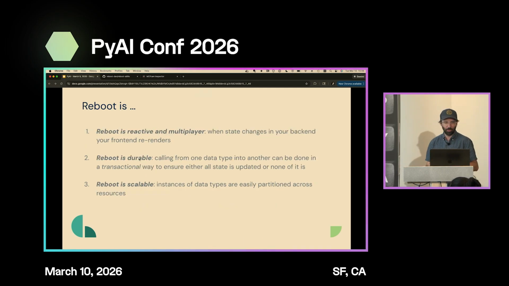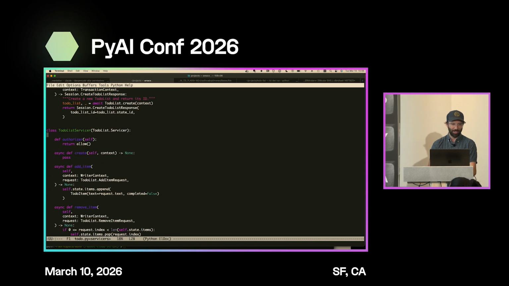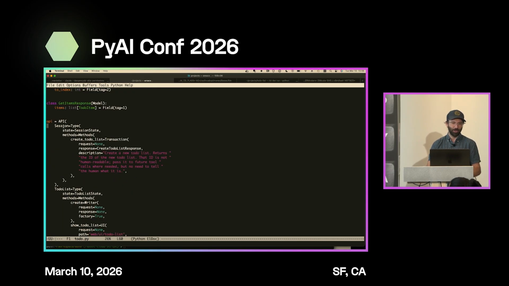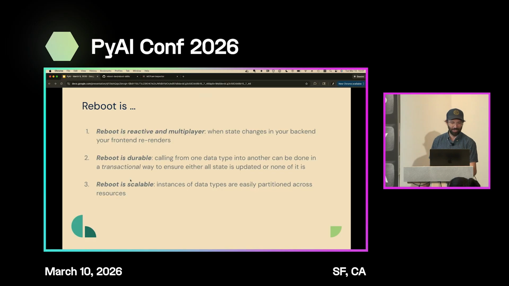All right, Reboot's a whole lot of other things. It's reactive in multiplayer, you saw that. It's durable. Calling between data types can be done in a completely transactional way. Somebody might have actually seen that if they looked closely. Here's another type that we have. The create to-do list method is actually a transaction. The reason why it's a transaction is because it needs to actually create a new to-do list. So that's two different data types that are simultaneously being manipulated in my program at the same time. We want to make sure that either both of those data types get manipulated or none of them do. So it's done in a transaction.